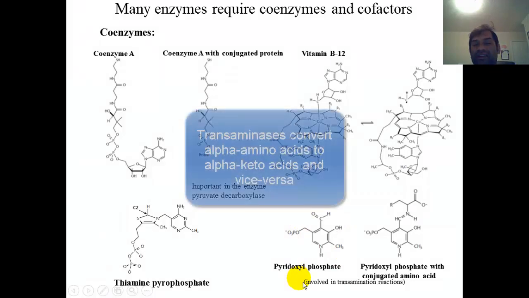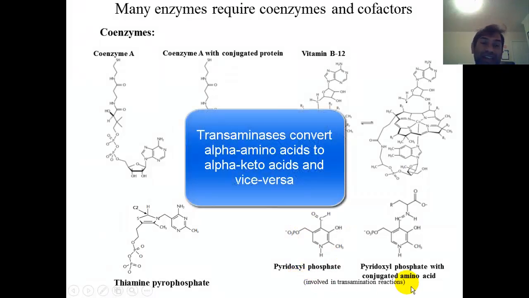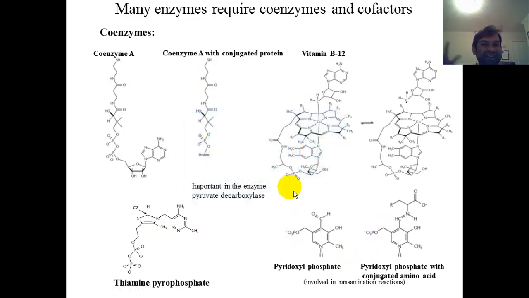Pyridoxal phosphate is a very important cofactor in transaminases, which are important in the liver. They are intricately involved in converting an amino acid to an alpha keto acid. So just giving you an idea of the importance of all these different types of cofactors. Main point, enzymes are proteins, but they need help. Sometimes the help comes in the form of metals. Sometimes the help comes in the form of all these different types of cofactors.